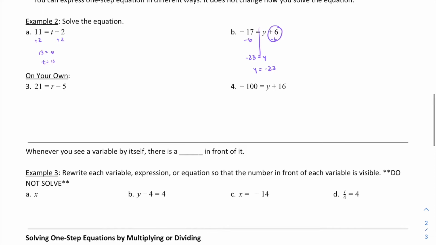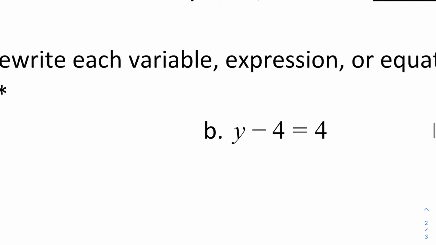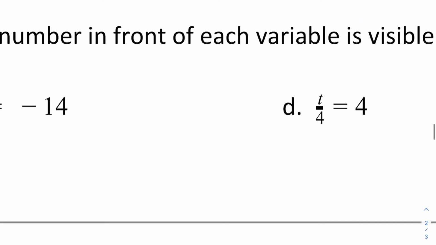Example 3. Whenever you see a variable by itself, there is a 1 in front of it. Rewrite each variable expression or equation so that the number in front of each variable is visible. Do not solve. So remember, this is 1x, this is 1y, this is 1x, and this is 1t over 4. That's all you need to do. Why? Because you'll see what we get into in a little bit.